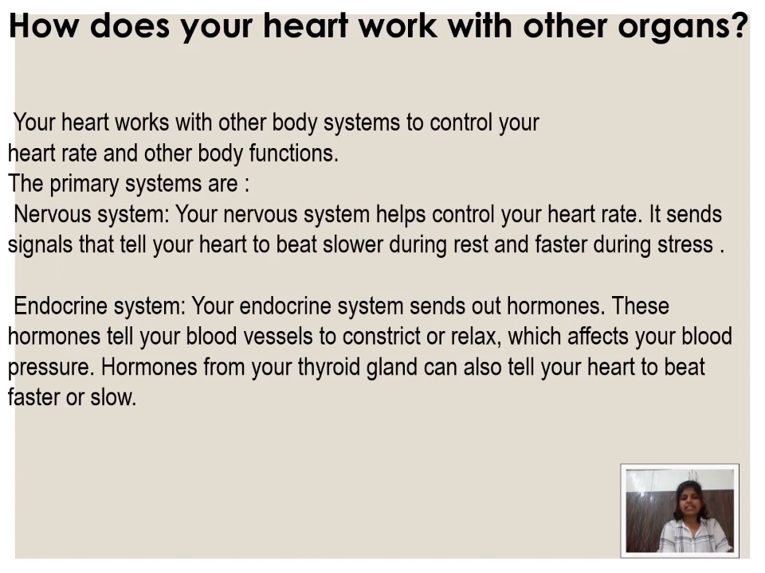The endocrine system sends out hormones. These hormones tell our blood vessels to constrict or relax, which affects our blood pressure. Hormones from our thyroid gland can also tell your heart to beat faster or slower.